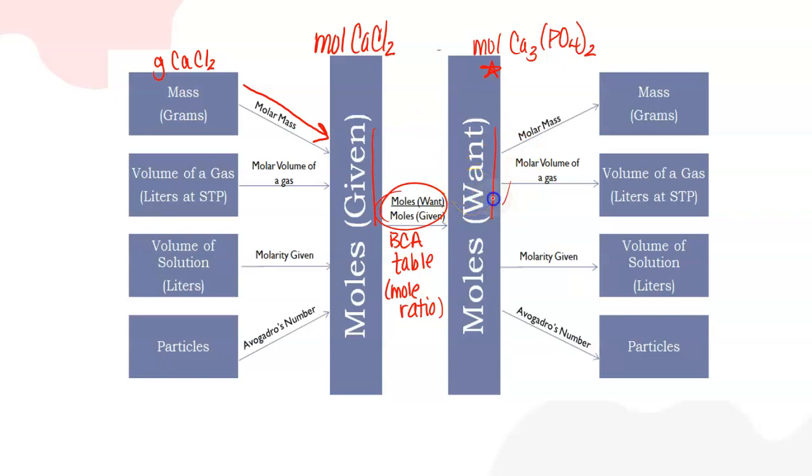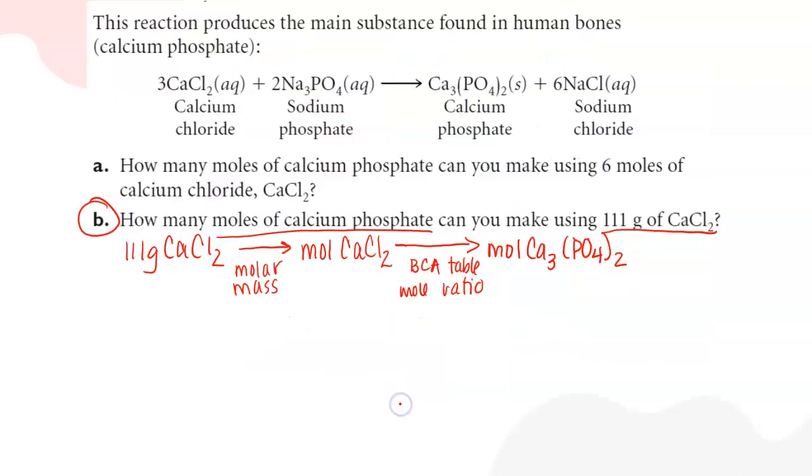Okay? So then I would use a BCA table or straight dimensional analysis to go from moles that we were given to moles that we want. So this is what we are doing in our calculation, and that is the roadmap we wrote down here. So now I see I have 2 steps. My first step is to convert using molar mass. So I'm going to do that.